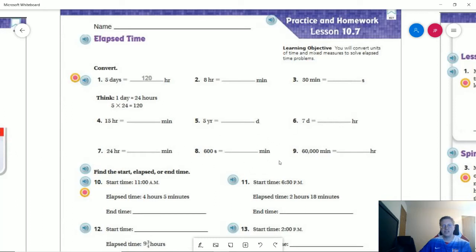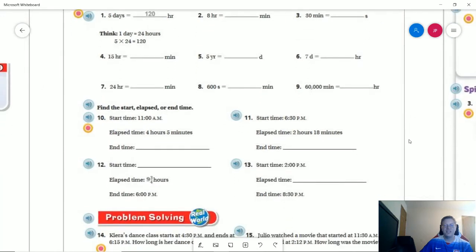How many minutes do we have in 600 seconds? This is a handy one to know, and one that you can probably do pretty easily because there are 60 seconds in a minute.